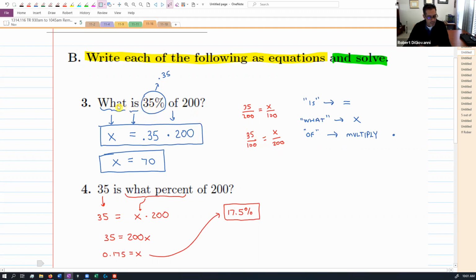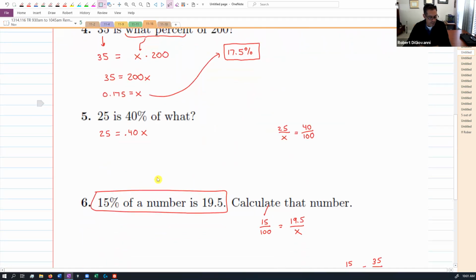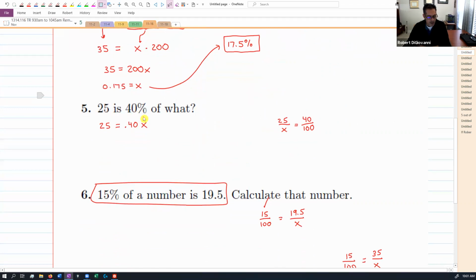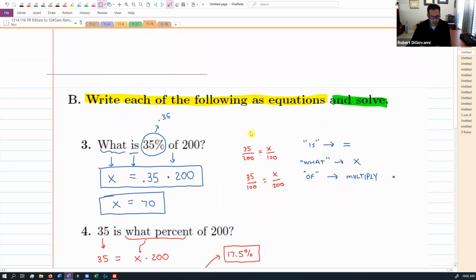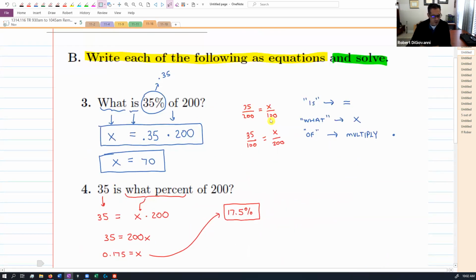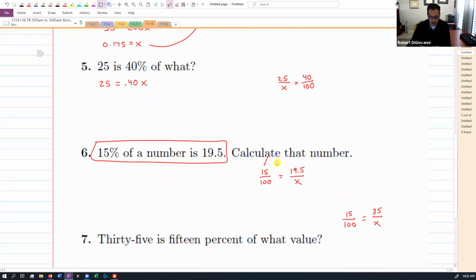So this problem right here is very different than number 5. I'm not saying it's wrong. I'm just trying to see, if it works, it works, but how would you explain to somebody what you're doing? Because I can follow you saying, okay, take the 40%, turn it into 40 over 100, but why am I doing the 25 over X? Why am I doing that here? And up here, why am I doing X over 200 instead of 200 over X? Do you understand what I'm saying?